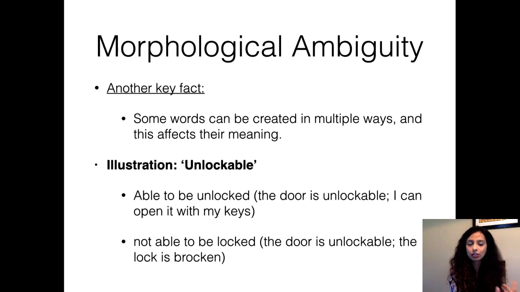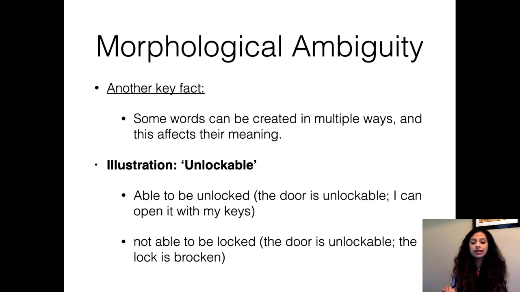about these rules that can actually reiterate is that in many cases you actually get ambiguity with respect to the meaning, because you can create rules in multiple different ways. You can derive things in two different ways. So here's an illustration with unlockable, and I'm going to tell you that unlockable has two different meanings. Able to be unlocked, right, where you can say the door is unlockable, that is, I can open it with my keys. And the second meaning of unlockable is that it's not able to be locked. The door is unlockable, meaning the lock is broken and I cannot lock the door.